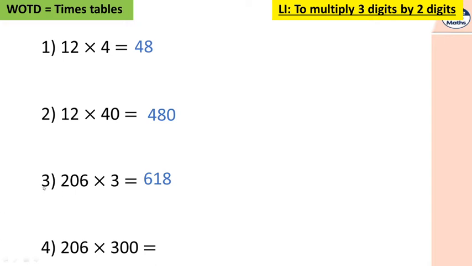See if you can notice any similarities between question 3 and 4. These are the same, 206 is exactly the same. 3 and 300, 300 is 100 times larger than 3, which means our answer should be 100 times bigger. If you times something by 100, it moves 2 place value columns to the left. So the 1s to the hundreds, the 10s to the thousands, the hundreds to the 10,000s, you will end up with 61,800. So well done if you got those answers.